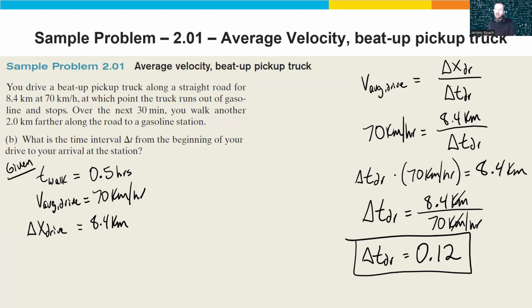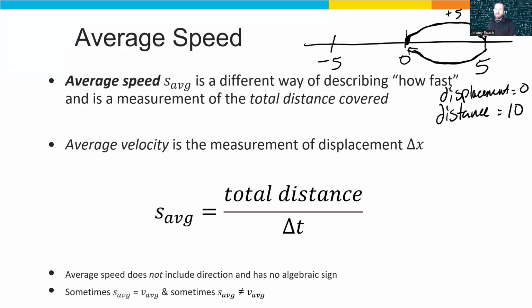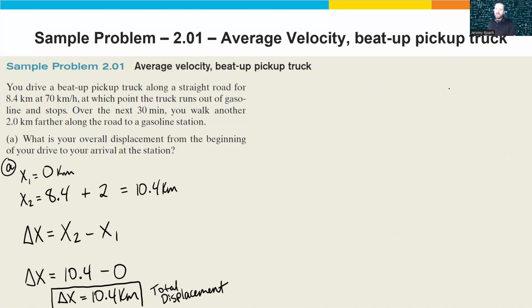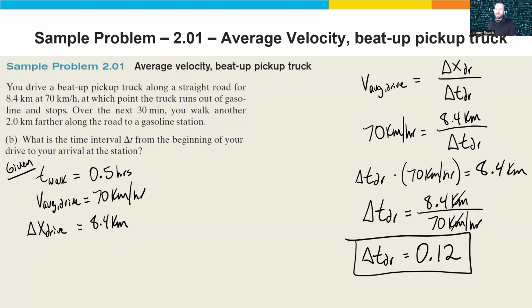Actually, I think it's distance divided by time. That's our average speed. Average velocity, though, is a bit different because it has to do with the direction of our displacement, because our average velocity can be negative. Here we're going in the positive direction, so we're doing displacement divided by time.